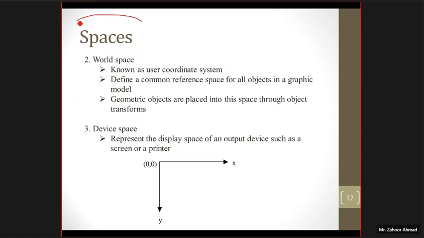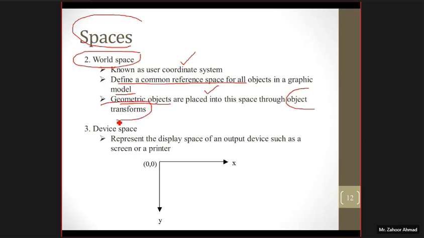Now, the second type of space is world space. World space means the user coordinate system, which we are going to define. In world space, you need to define the common reference space for all the objects in the graphic model. The geometric objects can be placed into the space through object transformation. This object transformation you will come to know in the next tutorials.